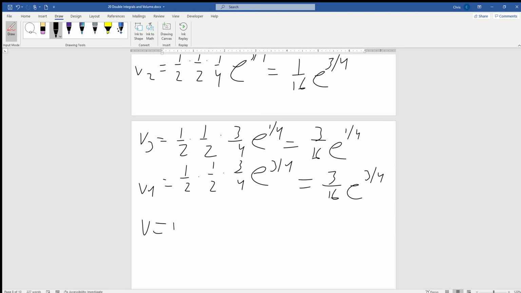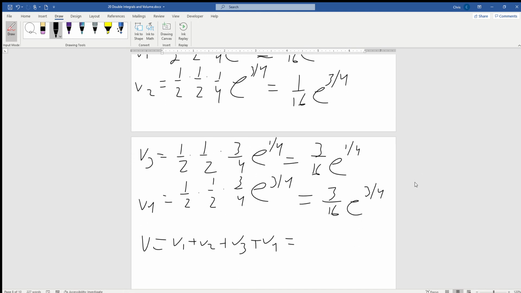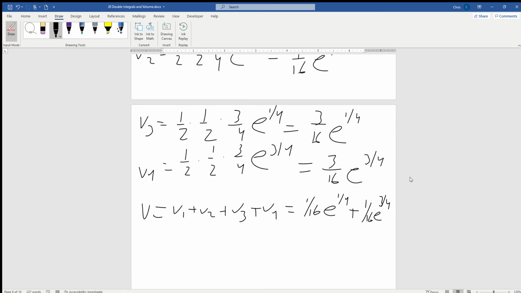it's going to be equal to V1 plus V2 plus V3 plus V4, which is going to be 1/16 e to the 1/4 plus 1/16 e to the 3/4, and then plus 3/16 e to the 1/4 plus 3/16 e to the 3/4.